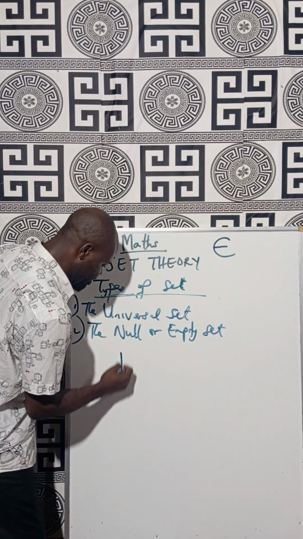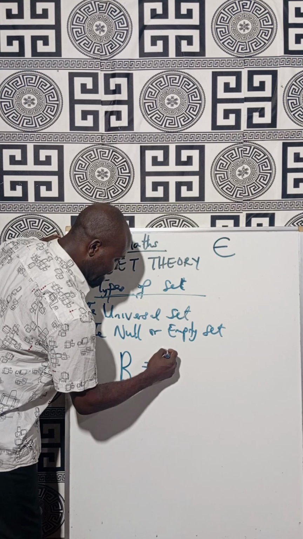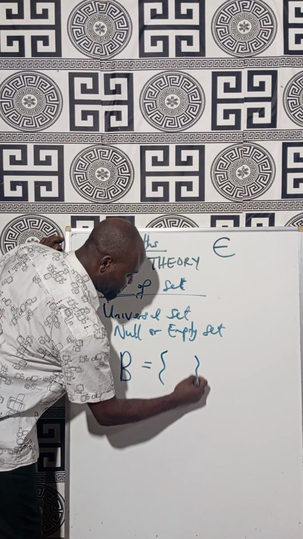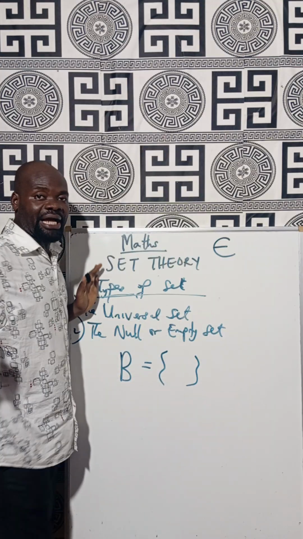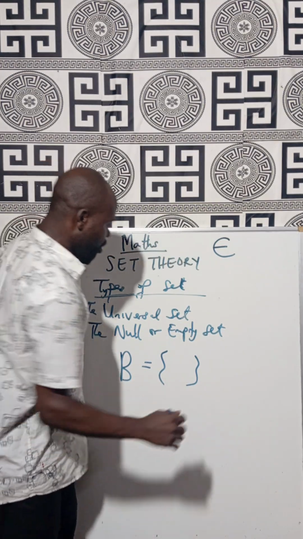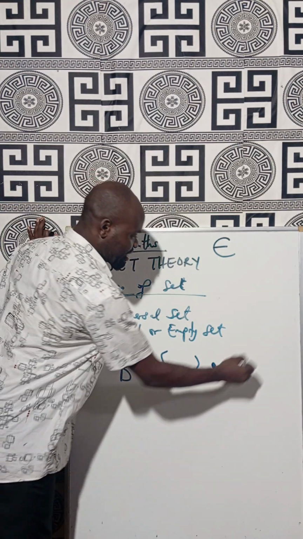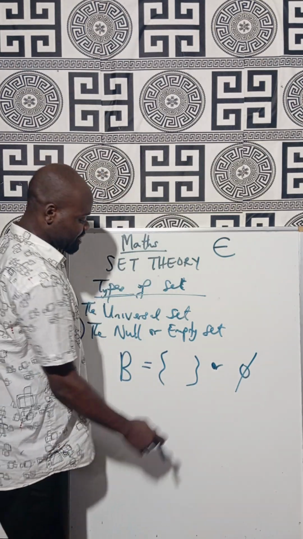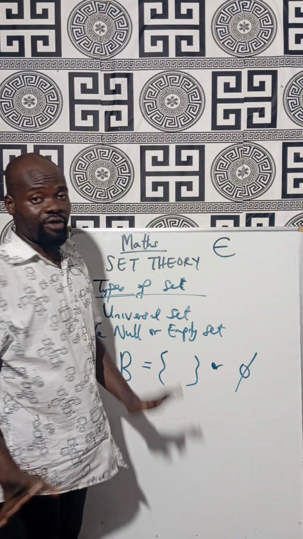I'll say set B. This is the symbol of the null set or empty set. Just write your curly brackets, but there is no element, no number there. So that is an empty set. Or you can write something like the form of a zero with a slash through it. So this is an empty set or null set. Any of them can work.